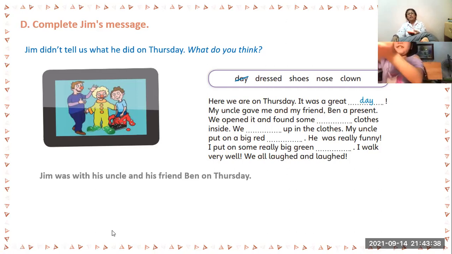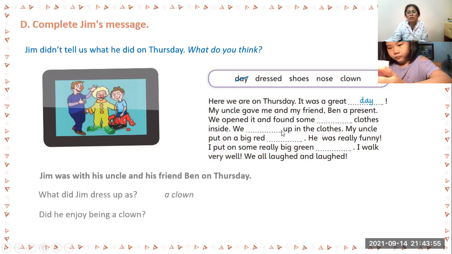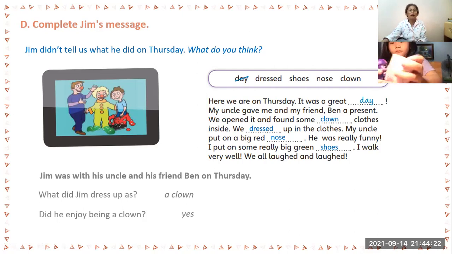Okay, here I will read. Here we are on Thursday. It was a great day. My uncle gave me and my friend Ben a present. We opened it and found some clown clothes inside. We dressed up in the clothes. My uncle put on a big red nose. He was really funny. I put on some really big green shoes. I walk very well. We all laughed and laughed together. Okay. Now, very good, Mary.